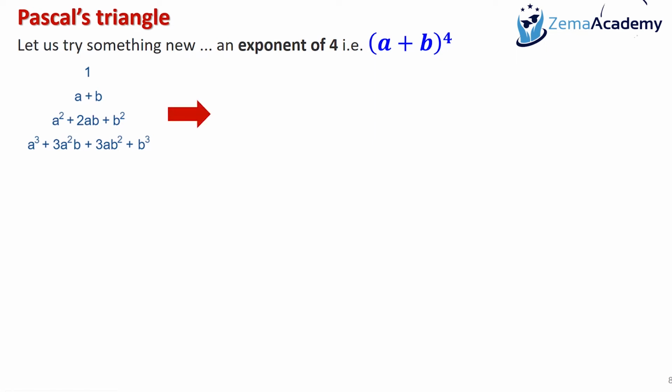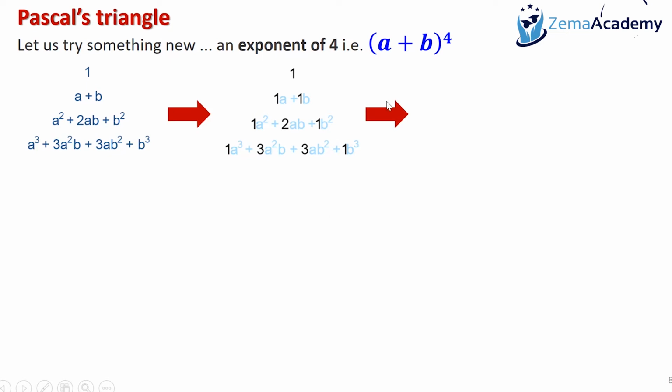I will expand this triangle for the coefficient. So now I'm just looking at the coefficient for the moment. I'm not going to look at the terms, because I'm trying to find out the coefficients attached to the terms. So this is how the coefficients are: 1, 1, 1, 1, 2, 1, 1, 3, 3, 1.